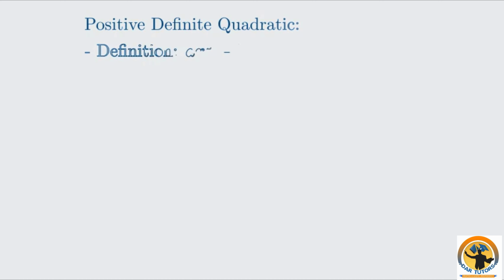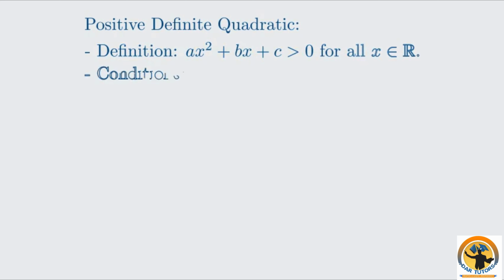Let's quickly review the concepts of positive and negative definite quadratics. Our objective is to clearly define and identify these special cases. A quadratic function y equals ax squared plus bx plus c is called positive definite if its y value is positive for all real values of x. It never touches or crosses the x-axis, and it's always above it. The conditions for this are that a must be positive, so it opens upwards, and the discriminant must be negative, so it doesn't intersect the x-axis.